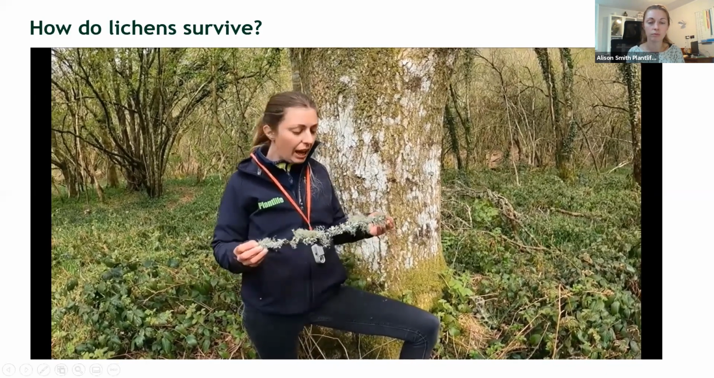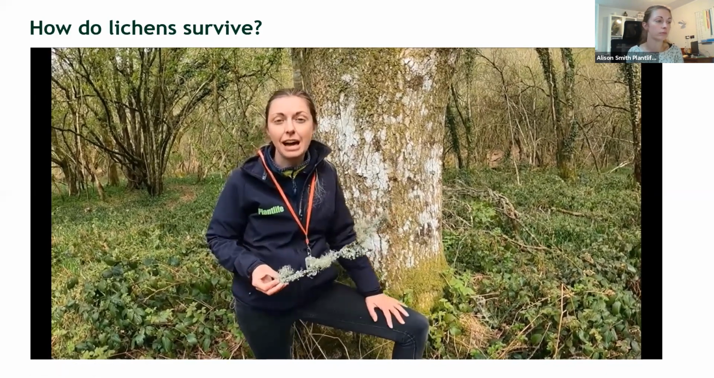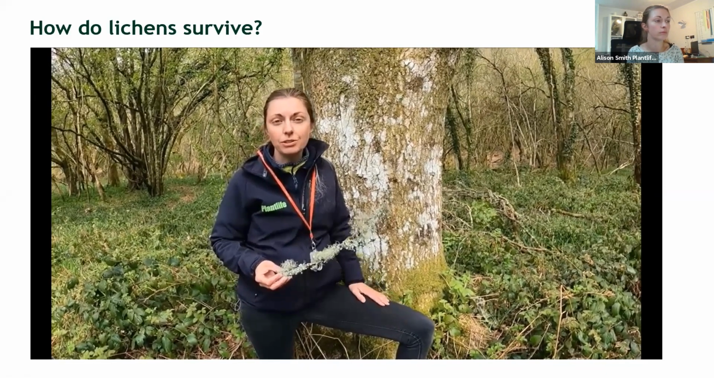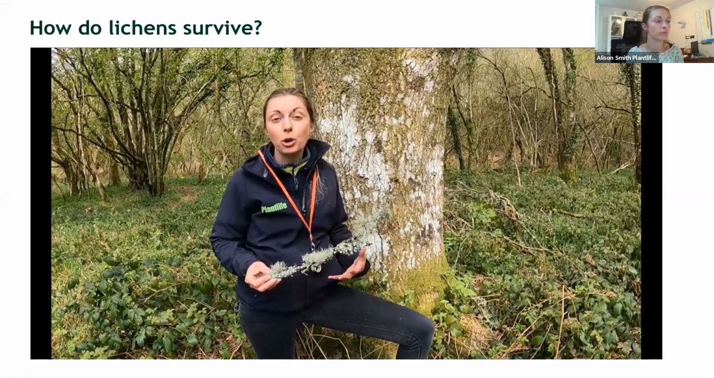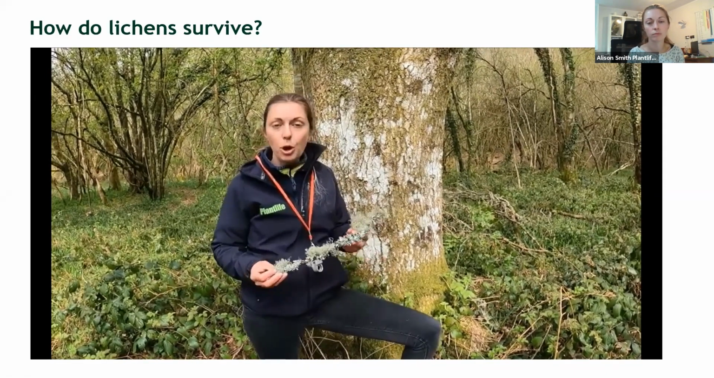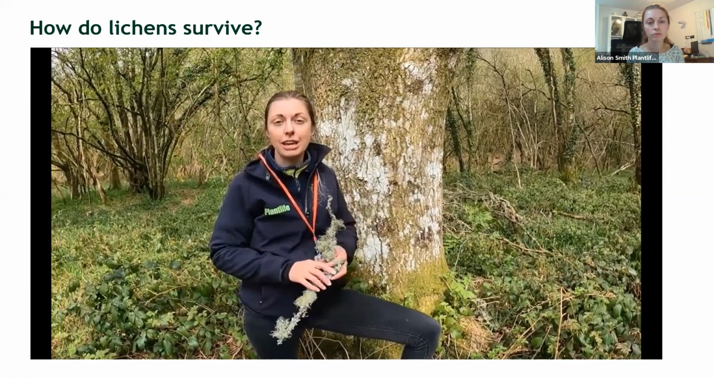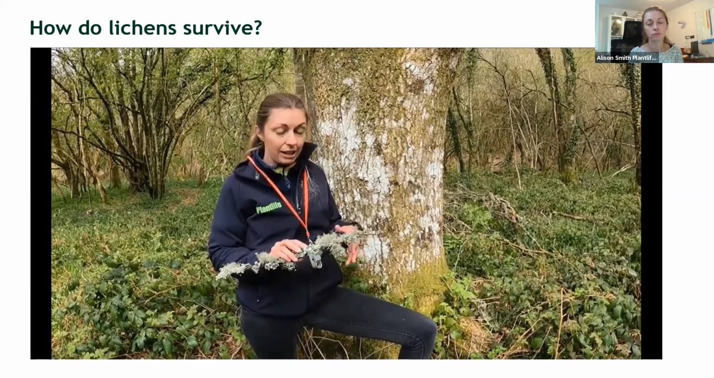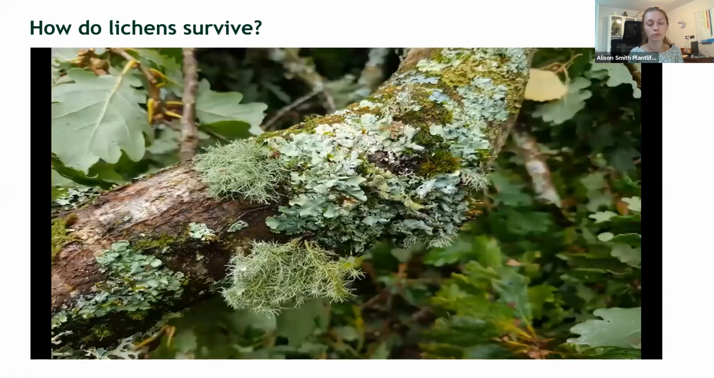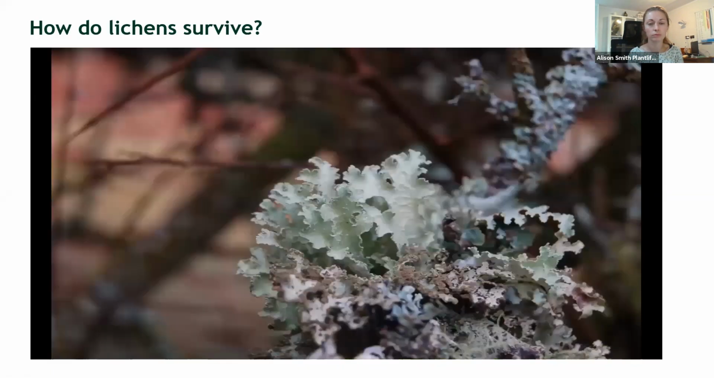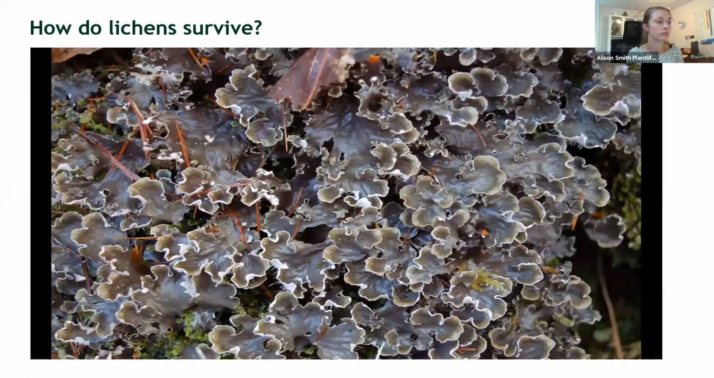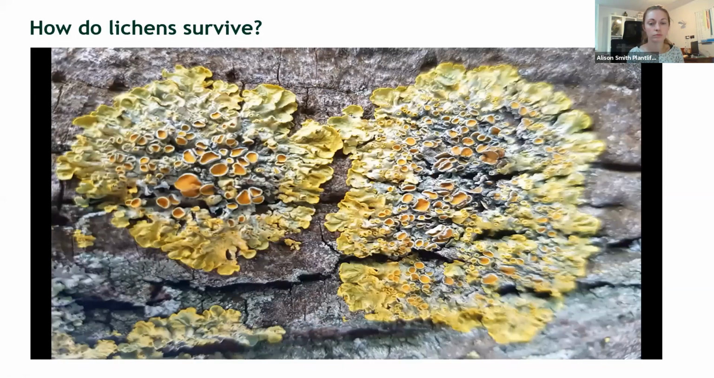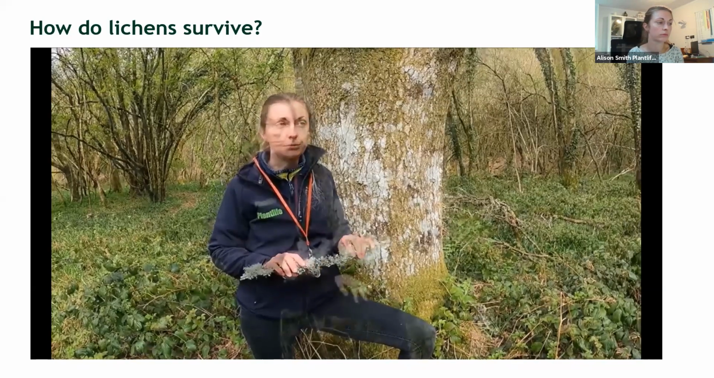Another adaptation that lichens have, which enables them to survive in extreme places, is chemical compounds. And the chemical compounds in lichens give rise to their vibrant colours. We see lichens that in our temperate rainforests are often greys and greens, but we also see lichens with yellows, pinks, oranges, reds, so all different colours, and this comes from these chemical compounds, and they play a vital role in helping lichens to survive.